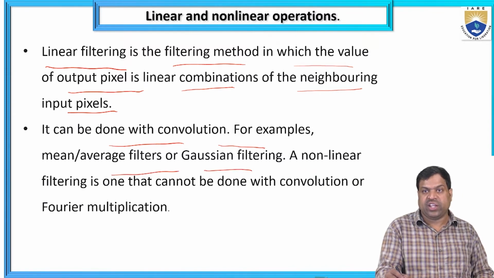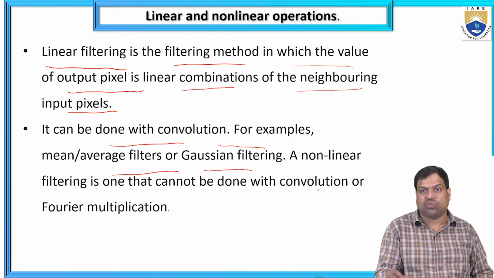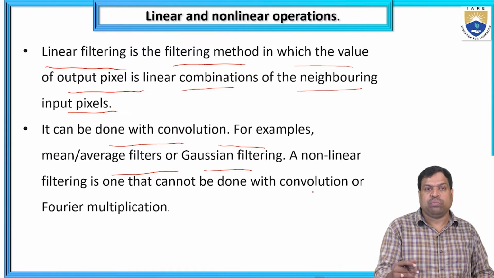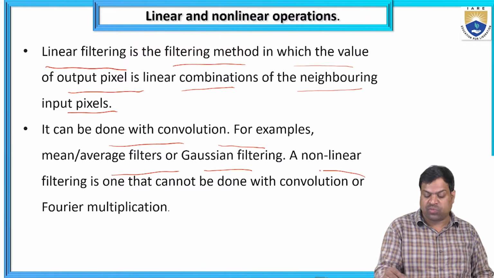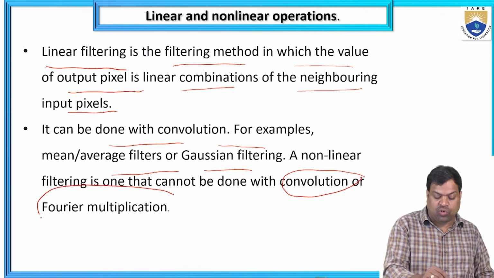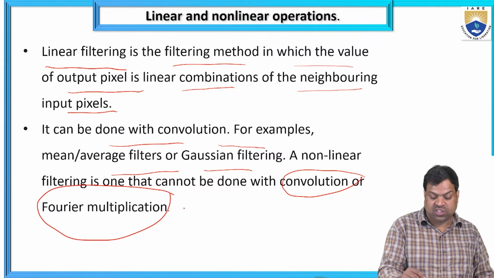A nonlinear filtering is one that cannot be done with convolution or Fourier multiplication. So when I am doing mean average filtering or Gaussian filtering, those I am calling linear filtering. But nonlinear filtering cannot be done with convolution or Fourier transform.